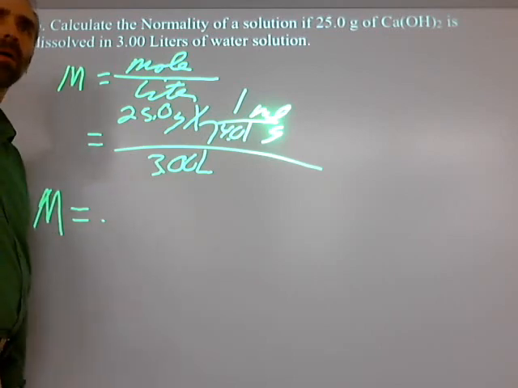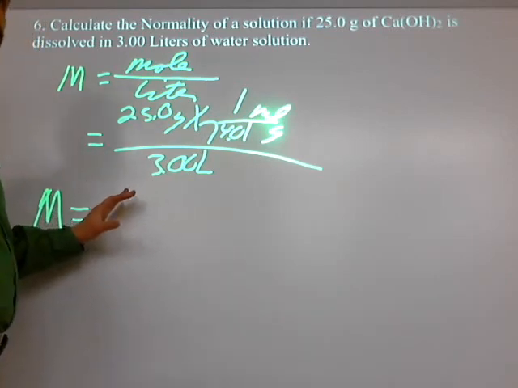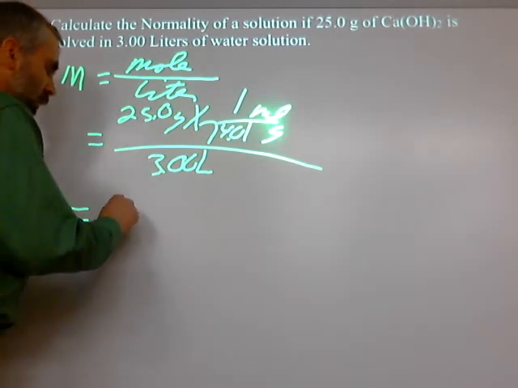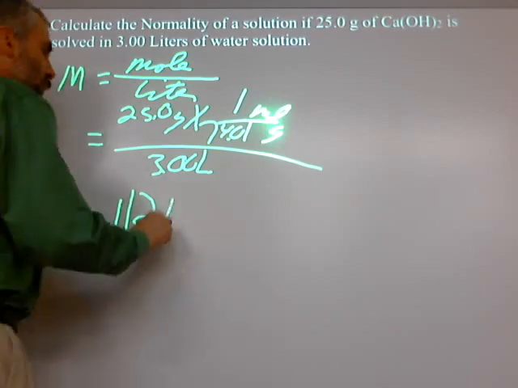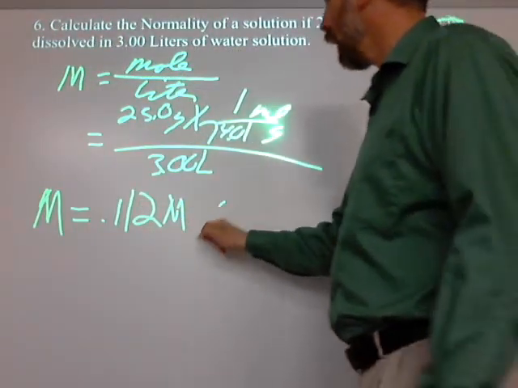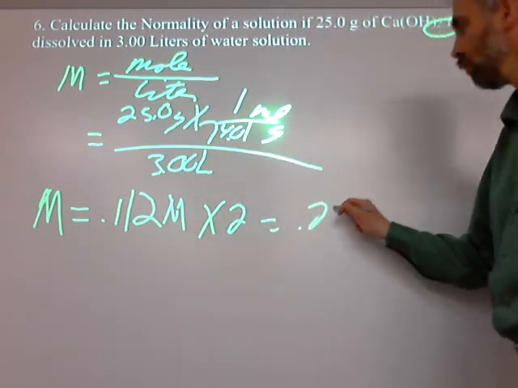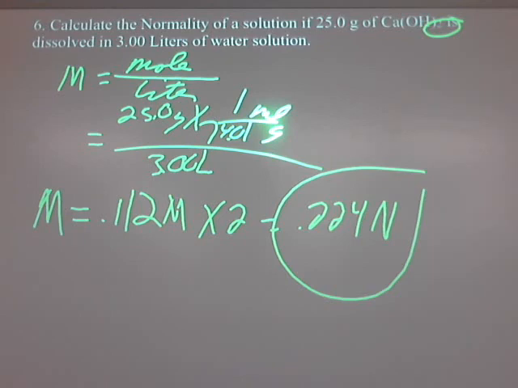What is it? Well, what is the molarity? Just the molarity. 0.112 or something like that? Yeah. All right, if it's 0.112 molar and it's calcium hydroxide, I'm going to multiply that by 2 and get 0.224 normal. Okay? Got it? All right. I have one more to do.